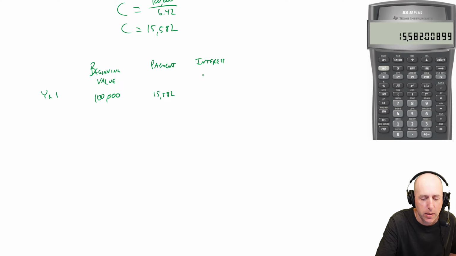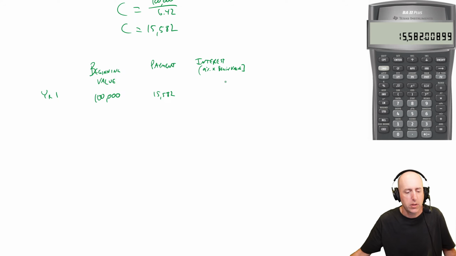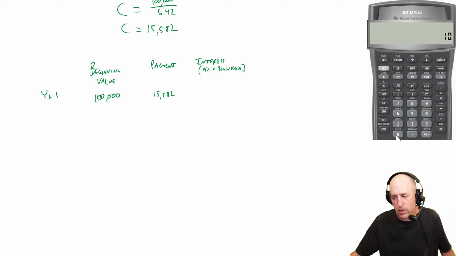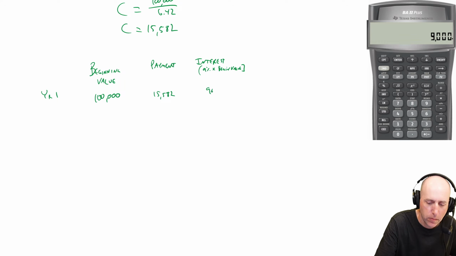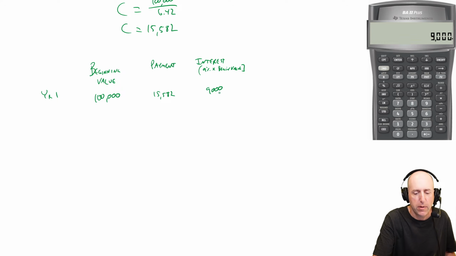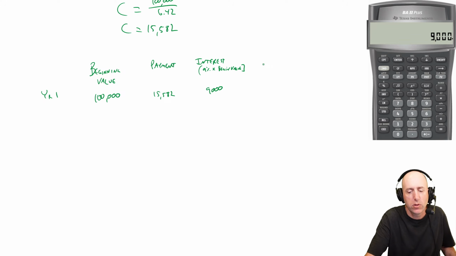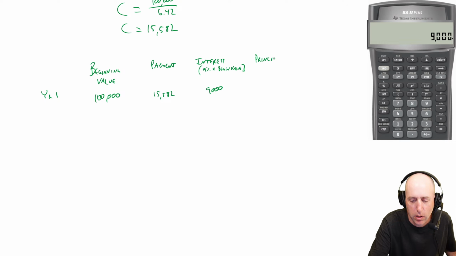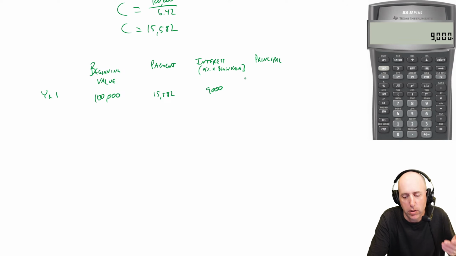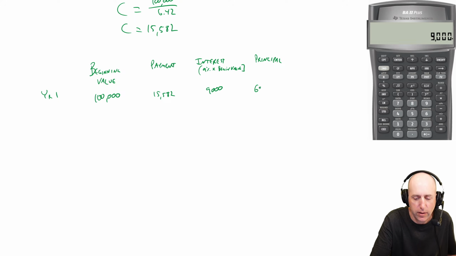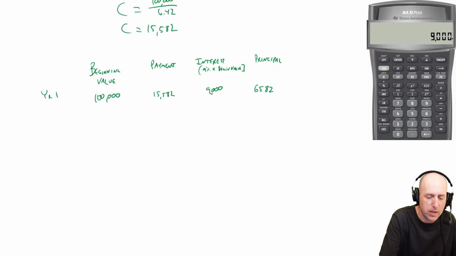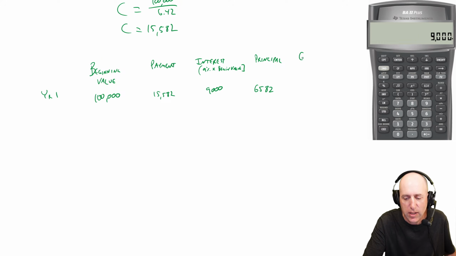How much is interest of our payment? The interest is 9% times the beginning value. So the interest here in year 1, we have a loan that's $100,000 times 0.09, 9,000. So if I make a $15,000 payment, $9,000 goes to interest. How much goes to actually reduce the loan? We call this the principal. You could call it principal reduction, I suppose, but it's $6,582, and it's just 15 minus 9 is 6. So what's the ending value of the loan then, or the ending balance?